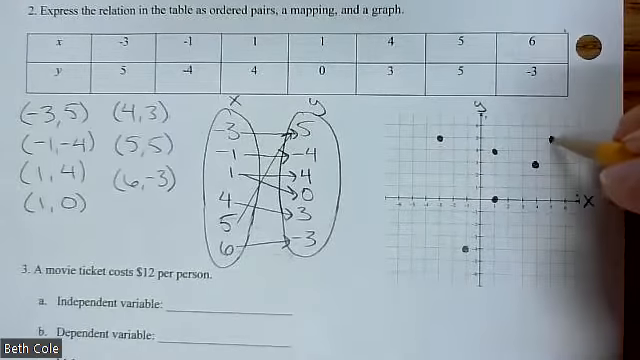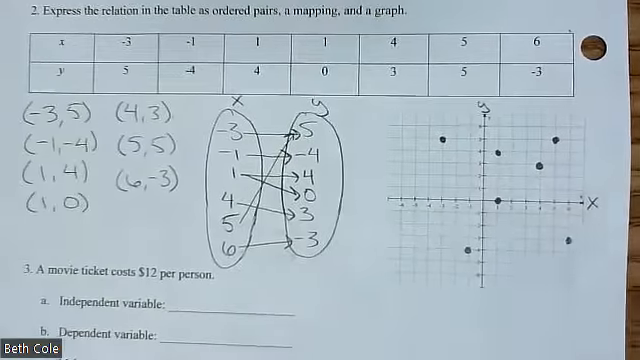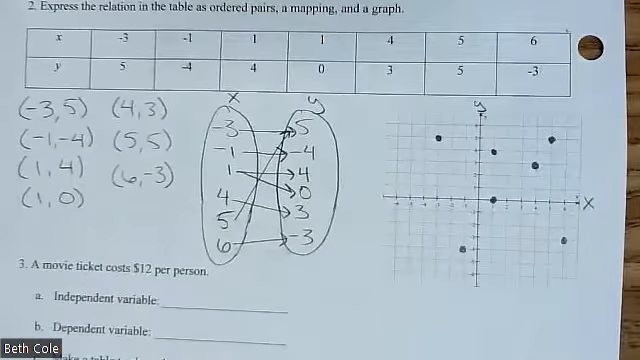5, 5, also in the first quadrant, and then 6, -3 is in which quadrant? Fourth. Okay, perfect. All right, and then we're gonna end with a word problem.